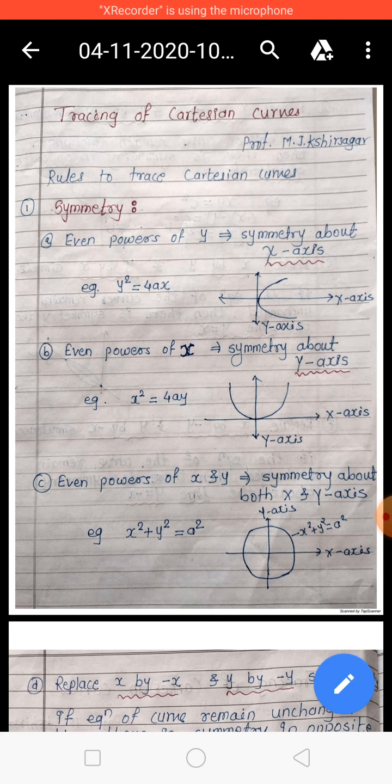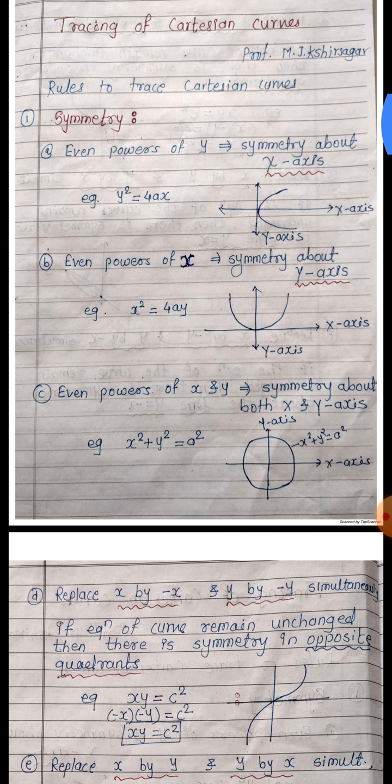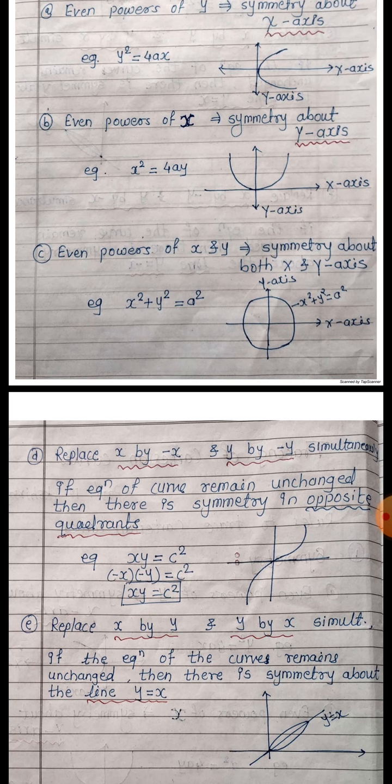First is the symmetry. Even powers of y, then symmetry about x-axis. If we consider the example y square is equal to 4ax, here if we see the powers, power of y is 2 and power of x is 1. Here y having the even powers, therefore symmetry about x-axis. Next, if even powers of x, then symmetry about y-axis.